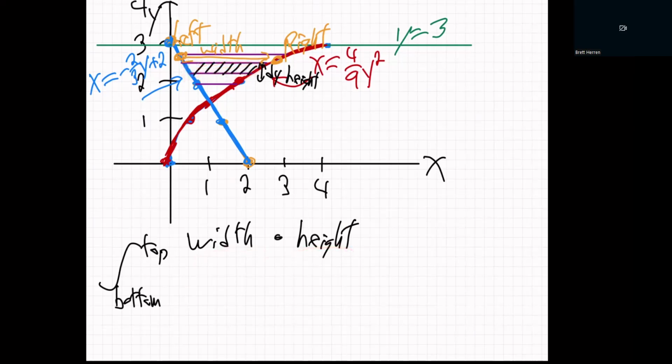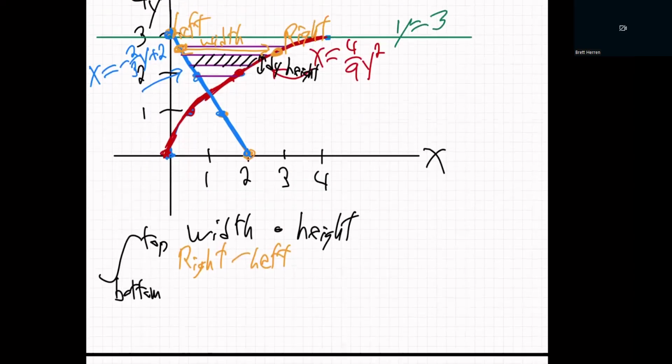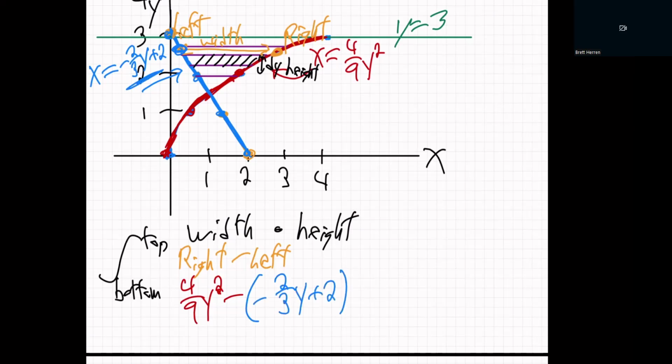And what is the width? It's the right side minus the left side. So it's right minus left. And what is the right side? Well, it's this function. It's the x coordinate. It's the x value there, isn't it? The x value is 4/9 y squared minus, and what's the x value right here? It's this, minus 2/3 y plus 2.